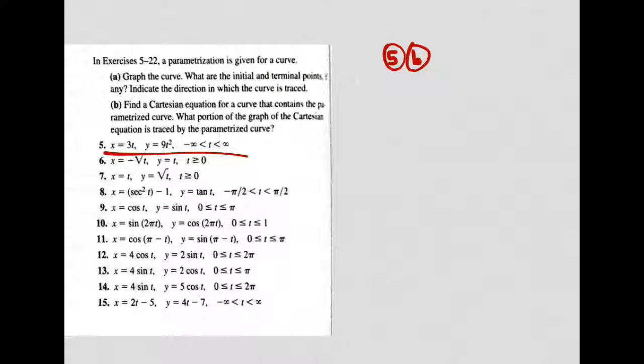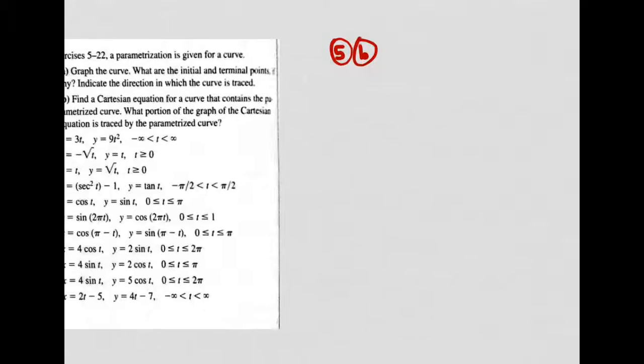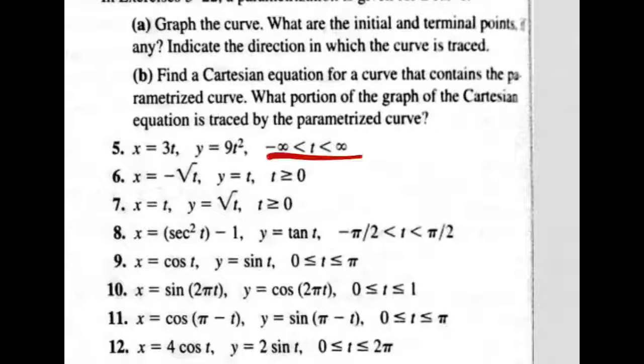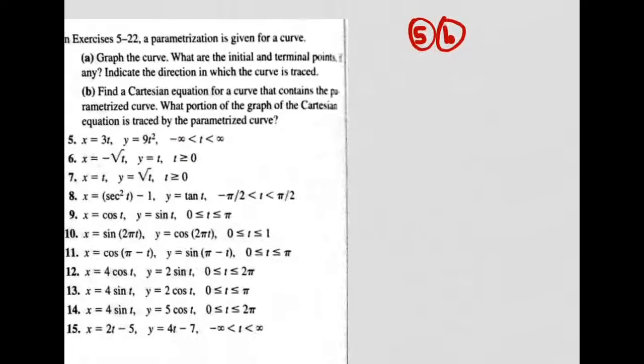So let's look at 5b. It says find a Cartesian equation for the curve that contains a parameterized curve. Let's recall what this curve looked like. So this is number 5b. If we're looking, that was that one. It looks like just a square root, I think. Just kidding. It was the parabola. And we're going from negative infinity to positive infinity. So it is just a parabola.